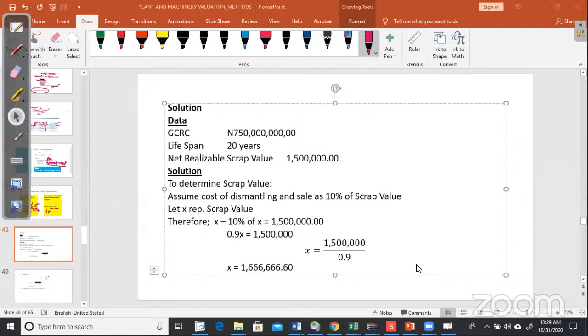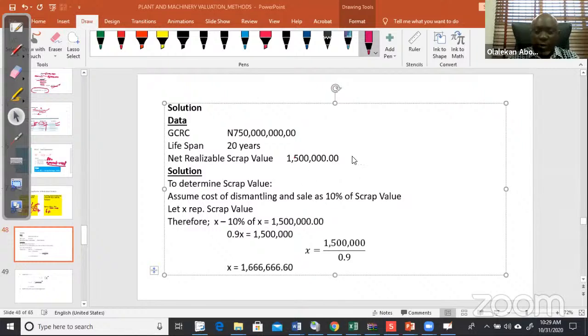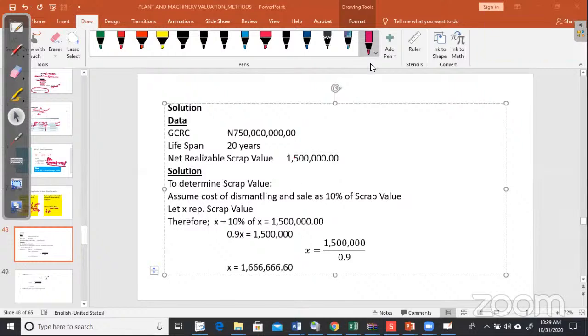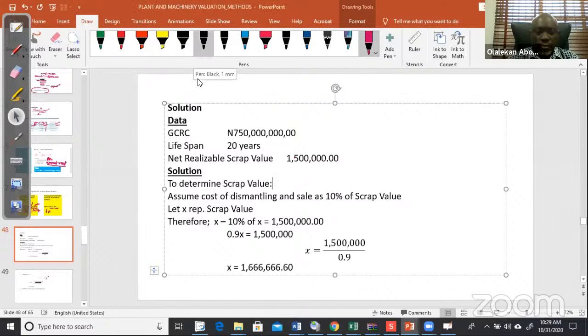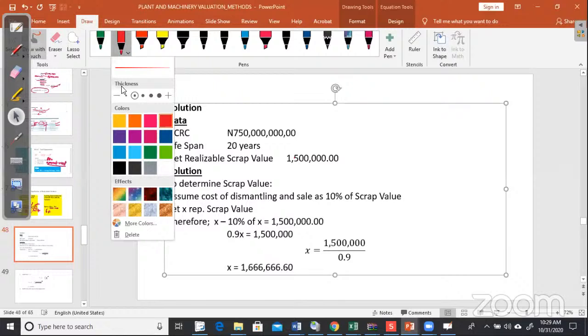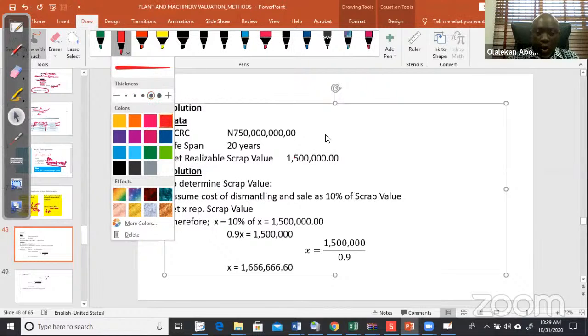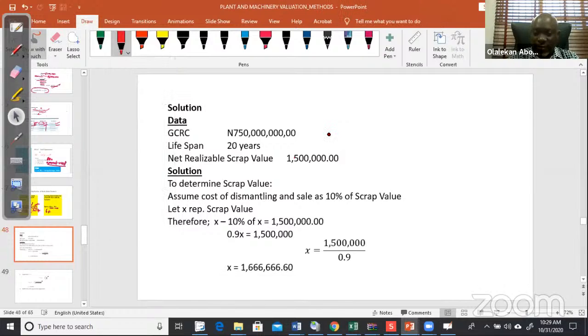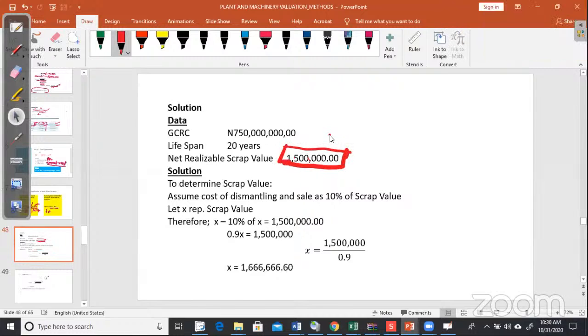Thank you. So what I was trying to explain is that this cost, which is given as 1.5 as terminal value, the question is so explicit to tell us that it's a figure that is net of expenses. It is therefore not your scrap value. It's a figure which is net of expenses.